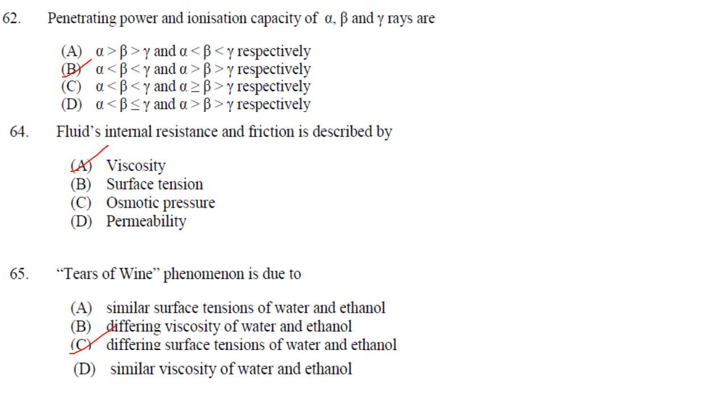Then next one. Fluid's internal resistance and friction is described by viscosity. Answer is option A. The next one. Tears of wine phenomenon is due to. Tears of wine are droplets or streaks of water that form on the inside of a wine glass as you move the wine around in the glass. Now this phenomenon is due to differing surface tensions of water and ethanol. Answer is option C.